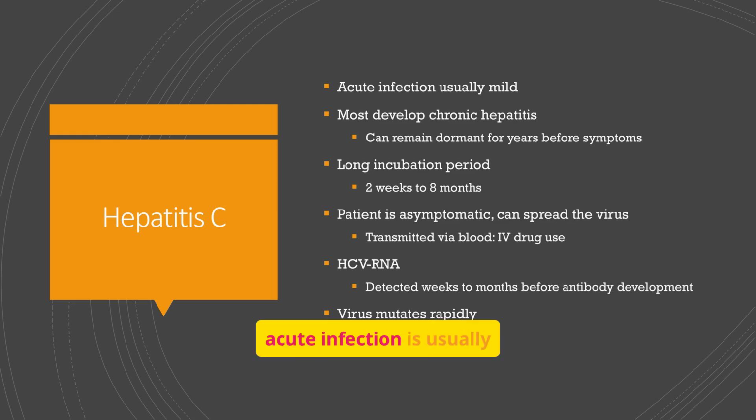Hepatitis C acute infection is usually mild, but most patients develop chronic hepatitis. It can remain dormant for years before symptoms appear, with a long incubation period of 2 weeks to 8 months. The patient is asymptomatic but can spread the virus. It is transmitted via blood, particularly through IV drug use. HCV RNA can be detected weeks to months before antibody development. The virus mutates rapidly, and there is no vaccination available.